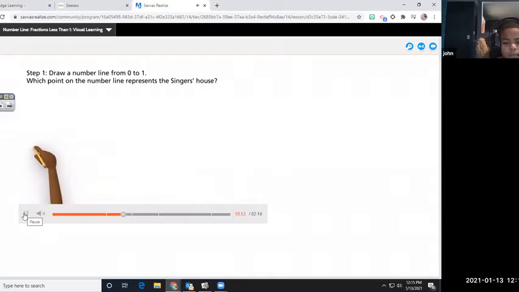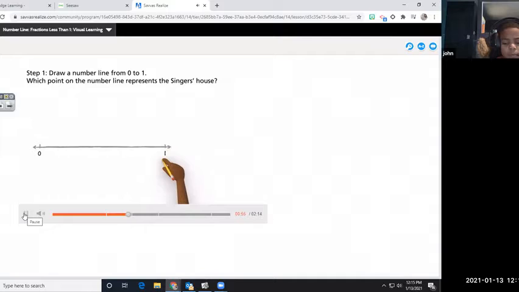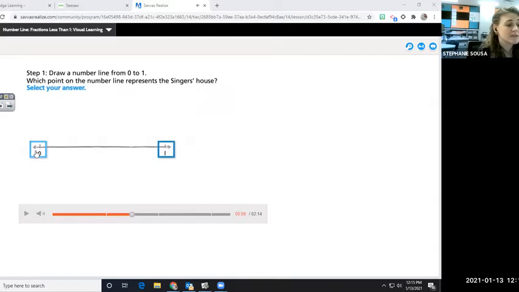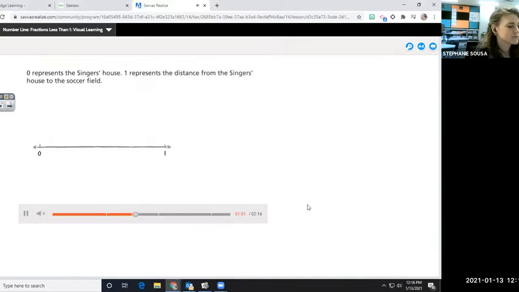Step 1. Draw a number line from 0 to 1. Which point on the number line represents the Singer's house? Select your answer. We've already talked about this. We know that 0 is the house because that's where we're starting. We're starting at 0. We're going to travel until we get to 1. 0 represents the Singer's house. 1 represents the distance from the Singer's house to the soccer field.